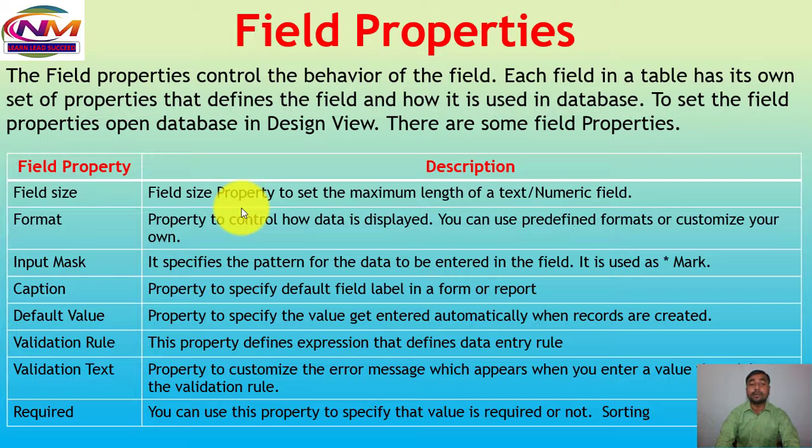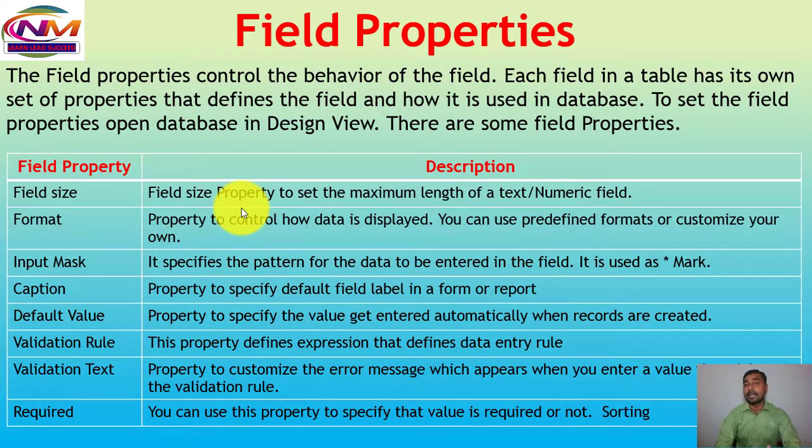Validation text is the next field property. This property customizes the error message that appears when you enter a value that violates the validation rule. Suppose I have given the condition that 10 characters are allowed in the mobile number. When we mistakenly enter 11 digits in place of 10, validation text does not allow it at all.